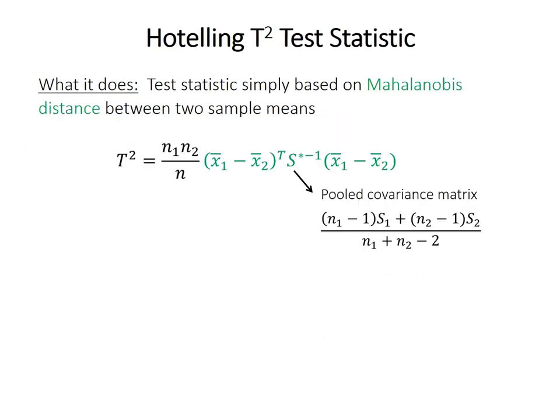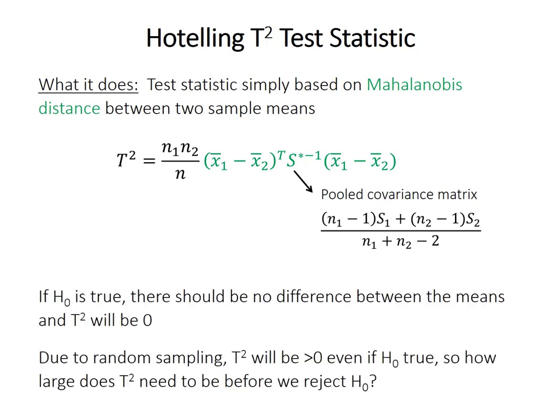So what does the test do? Well, the test statistic t-squared is based on the Mahalanobis distance between the two sample means. If you need a refresher on the Mahalanobis distance, the previous video discusses that. The covariance matrix here is something called the pooled covariance matrix, which is just the covariance matrix for each sample weighted by the sample size, or technically by the degrees of freedom. If you think back to the t-test, you can see how this is quite similar to the pooled standard error in the t-test.